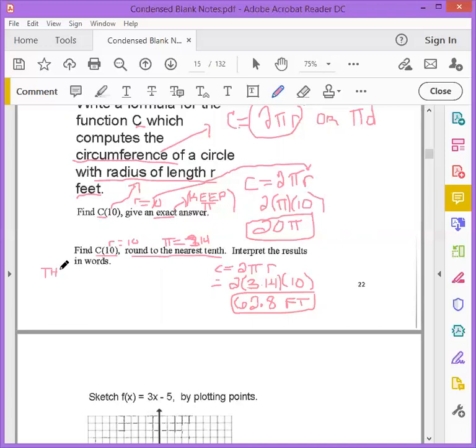So the circumference of a circle with a radius of 10 is 62.8 feet. This is how we would interpret the results in words.